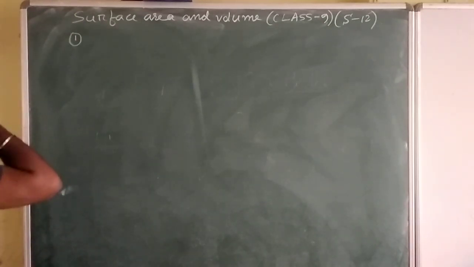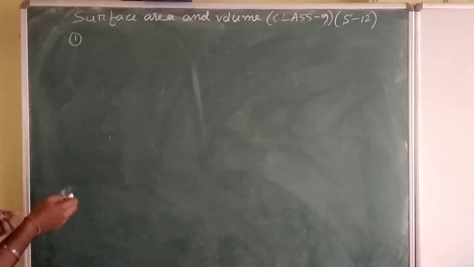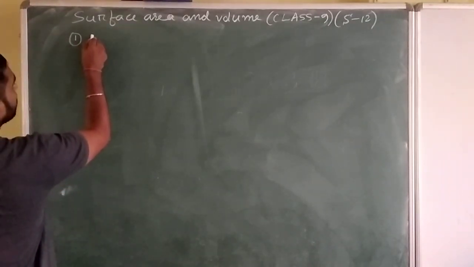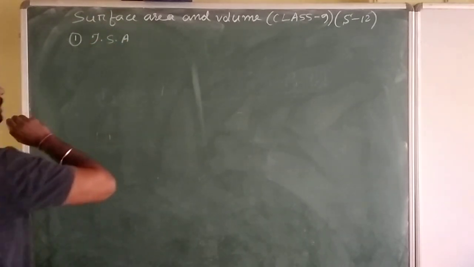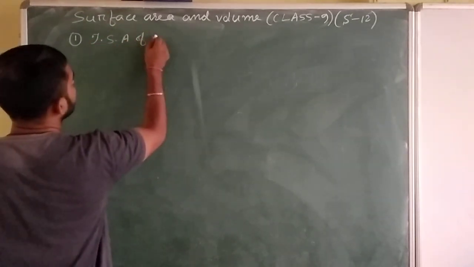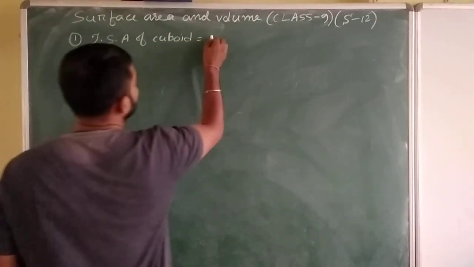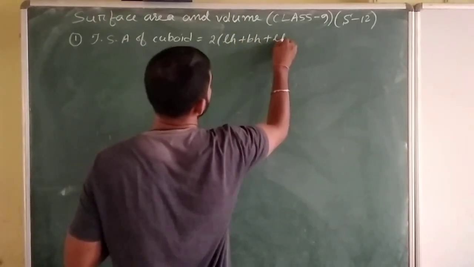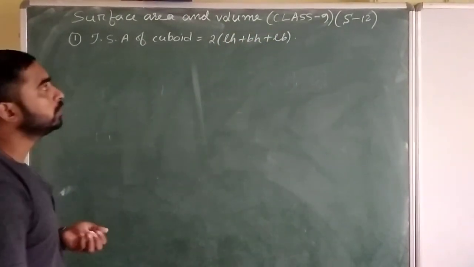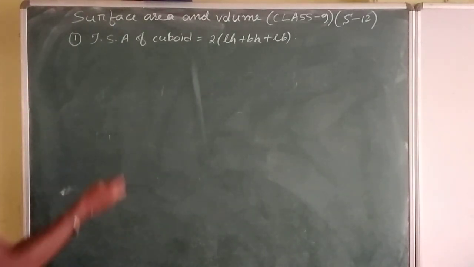First of all, we'll start from the cuboid. Total surface area of cuboid. TSA means total surface area. Yes, total surface area of cuboid, that is 2 into (LH + BH + LB).